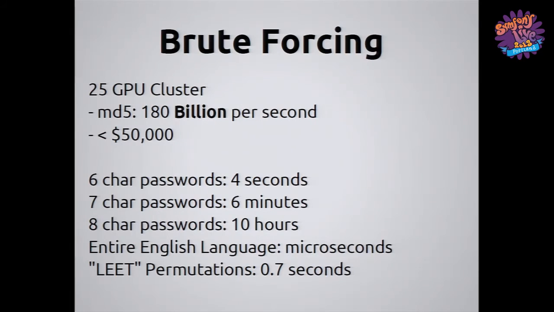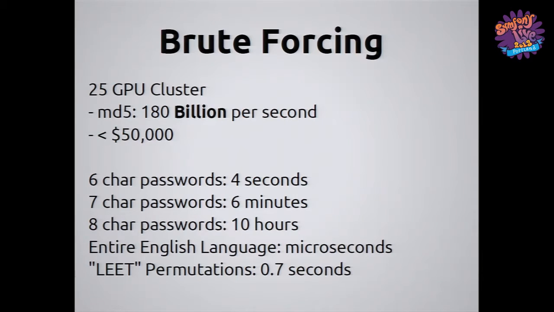And to put that in perspective, for the entire English language, it would take longer to load the dictionary from the disk than it would to execute it. We're talking literally microseconds to do the entire English language. And the leet permutations, turning E into a 3 and all of those fancy things, all possible permutations in less than a second. This is ungodly fast. Your 6-character passwords, which everyone knows are not that secure, 4 seconds. But an 8-character password, which a lot of bank sites have as the largest possible password you can get, 10 hours per password. That's all possible combinations.